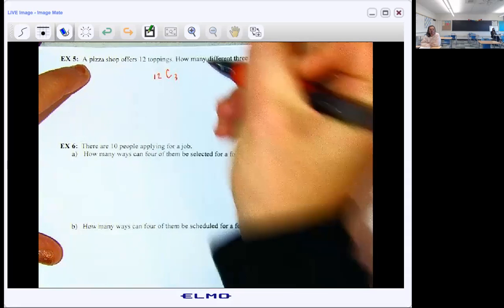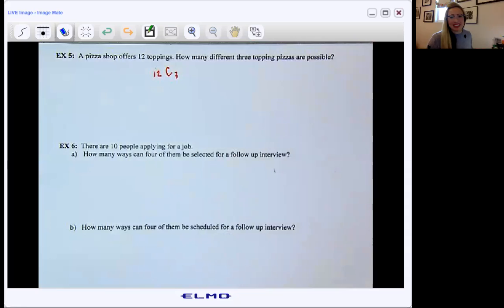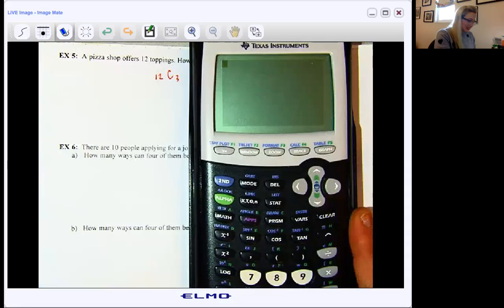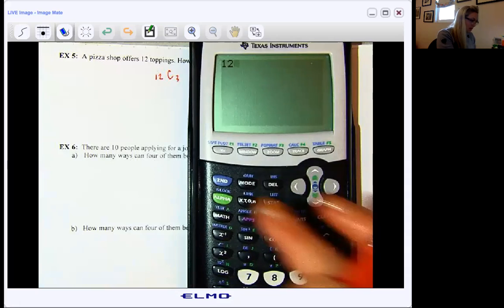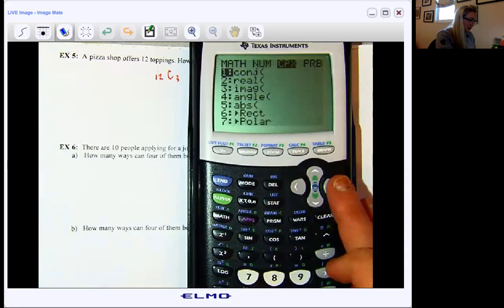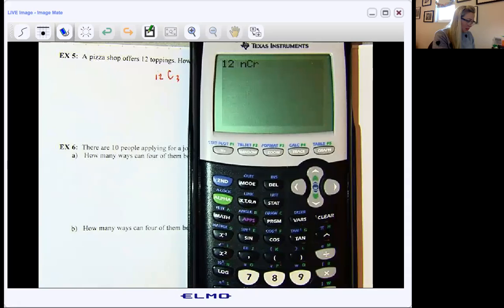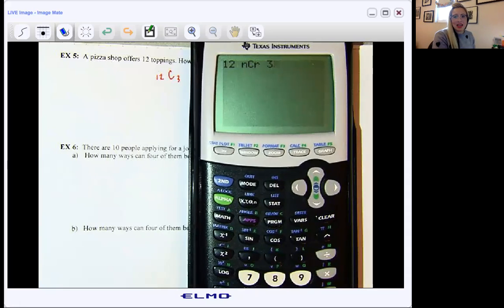And I want you guys to type that into your calculator. Make sure you know the keystrokes. So go ahead, type it in. I'll do it one more time with you. Right, we're saying 12, math, over to probability, down to that third choice, and then 3, just like that. And we should get 220.